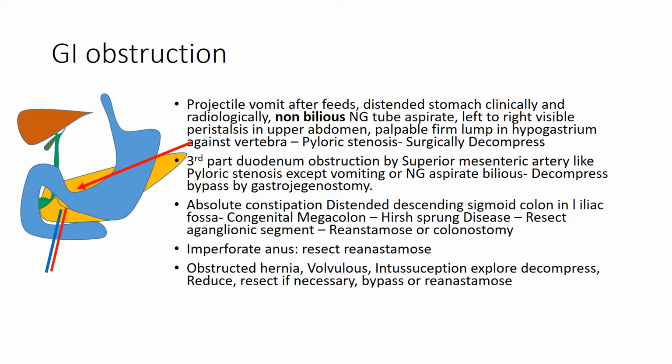Same thing with the imperforate anus. A per rectal examination will reveal an imperforate anus. If there is obstructed hernia, volvulus, or intussusception, you have to explore and decompress. So you have to reduce, you have to resect if necessary, you have to bypass, or you have to reanastomose.